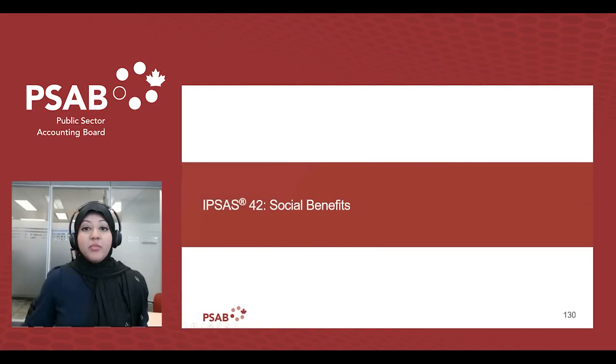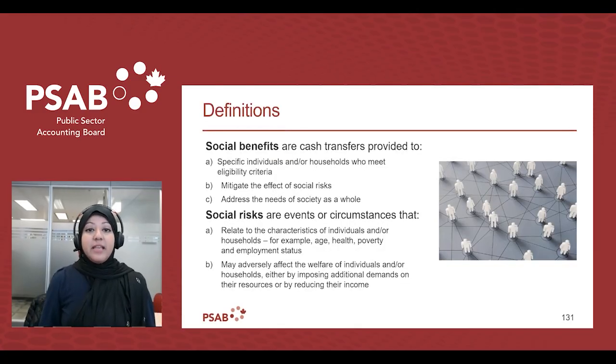Thank you, Antonella. Before we begin, I wanted to highlight that IPSAS 42 is a public sector specific standard. There is no IFRS equivalent. So, what are social benefits? Examples of social benefits include unemployment benefits, state retirement pensions, and disability pensions. More specifically, social benefits are cash transfers, including transfers in the form of cash equivalents, for example, prepaid debit cards, provided to individuals and/or households.